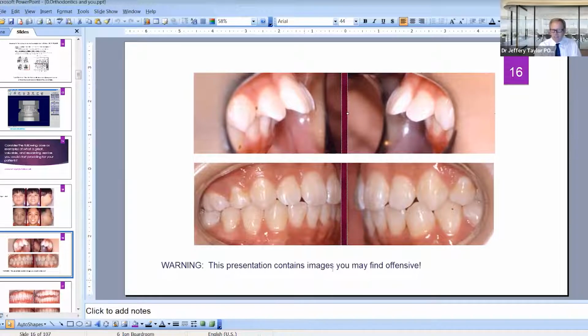This presentation contains images you might find offensive, because the malocclusions might be pretty strong, and you think, gee, that's really a misfit patient. But these are all just normal everyday orthodontic things that we see. So that's a very nice case.